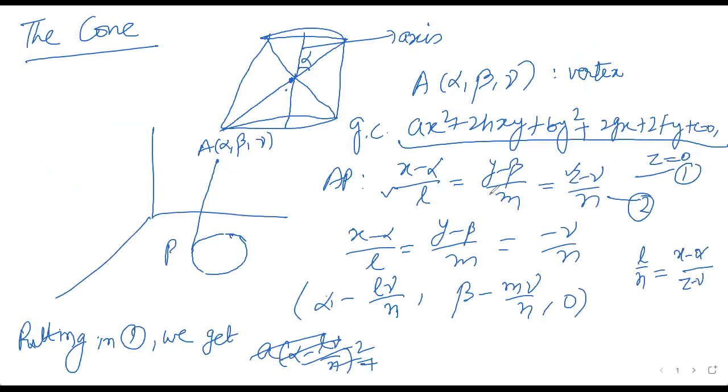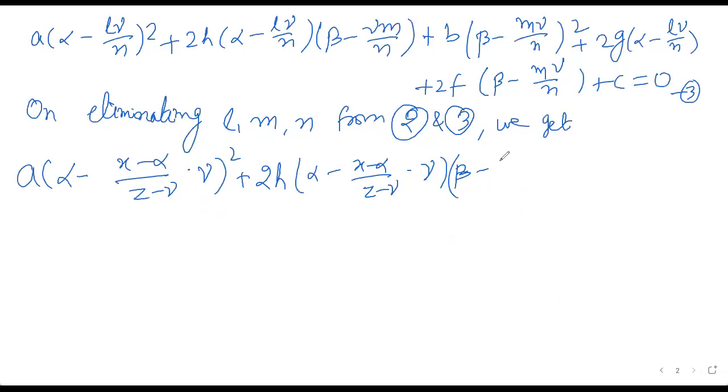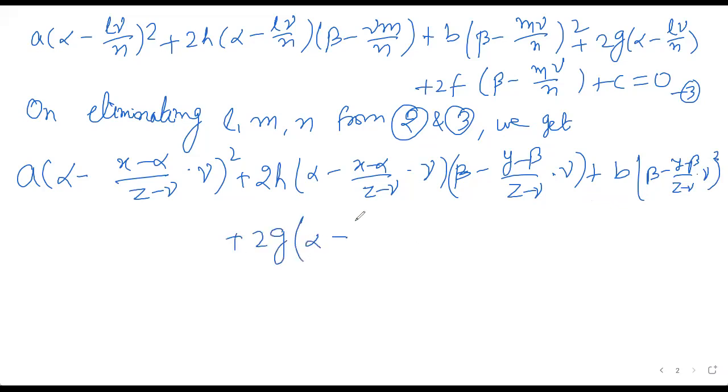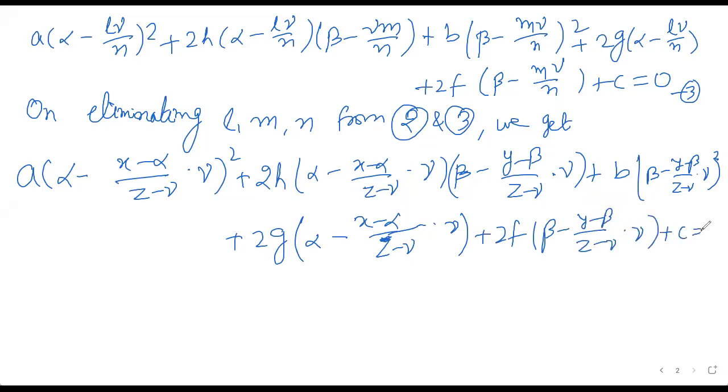m upon n will be y minus beta upon z minus gamma into gamma plus b times beta minus y minus beta upon z minus gamma into gamma whole square, and 2g alpha minus L is x minus alpha upon z minus gamma dot gamma, and plus 2f beta minus, plus c is equal to 0.